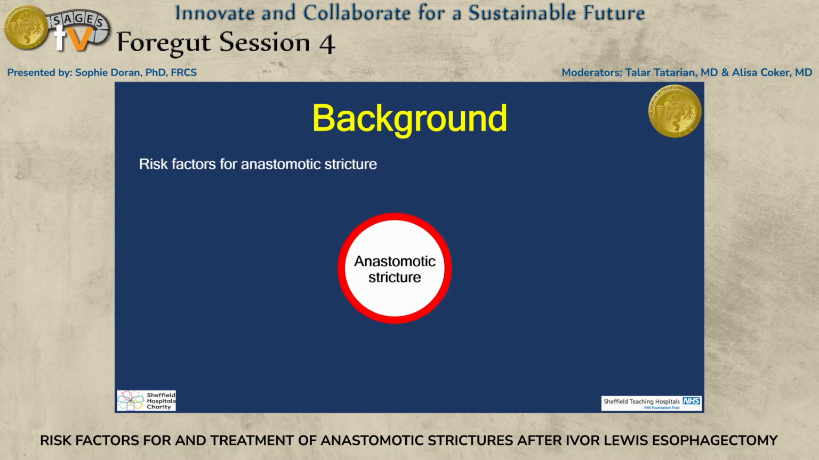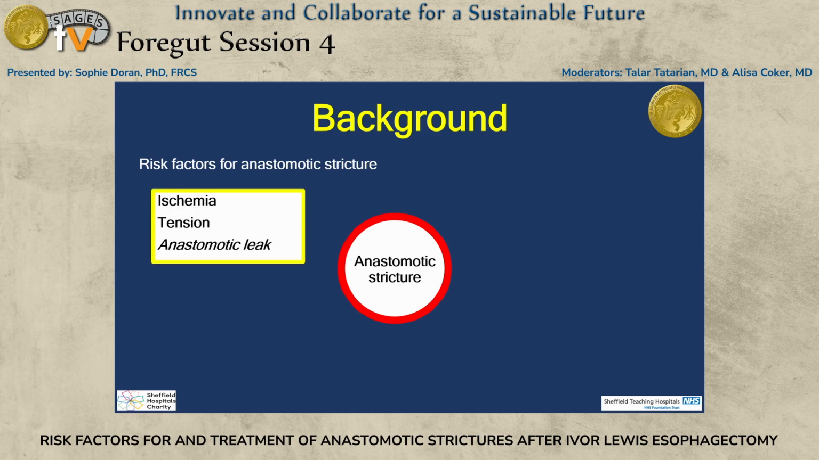In terms of considering the risk factors for the development of an anastomotic stricture, there are several risk factors that have been implicated. The most strongly linked are ischemia and tension at the anastomosis, which of course have a close interplay with developing an anastomotic leak immediately post-operatively.